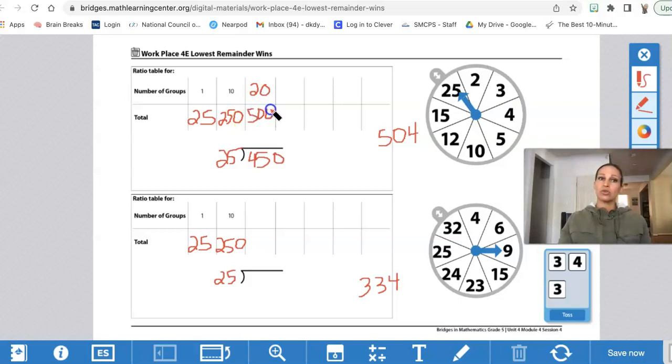So 20 times 25 is 500. If I take away 2 groups of 25, that's 50, right? That'll leave me with 450, which is exactly what I want. So down here, I'm going to write 18. 25 times 18 is 450. I'm going to take that away, see what I have left over, but we know it's 0. That means I have no remainder. That is exactly what you want.